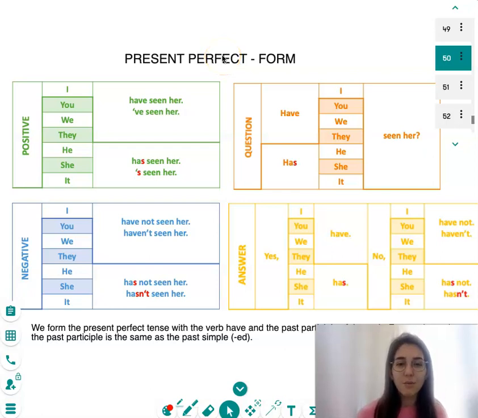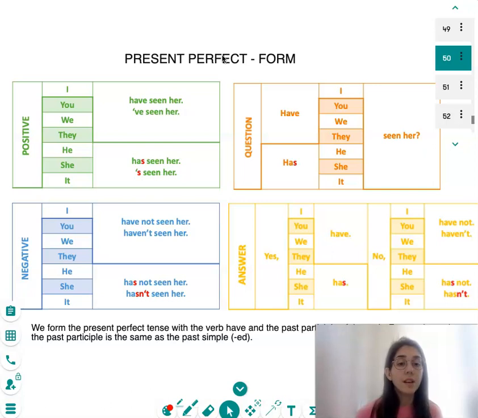I think we will dive straight into today's lesson, which is going to be on the present perfect. The present perfect is a tense that we use in English to talk about both finished and unfinished actions. Before we move on to more uses of the present perfect, I think it is best to talk about the form and how we're going to structure and make sentences in the present perfect tense.